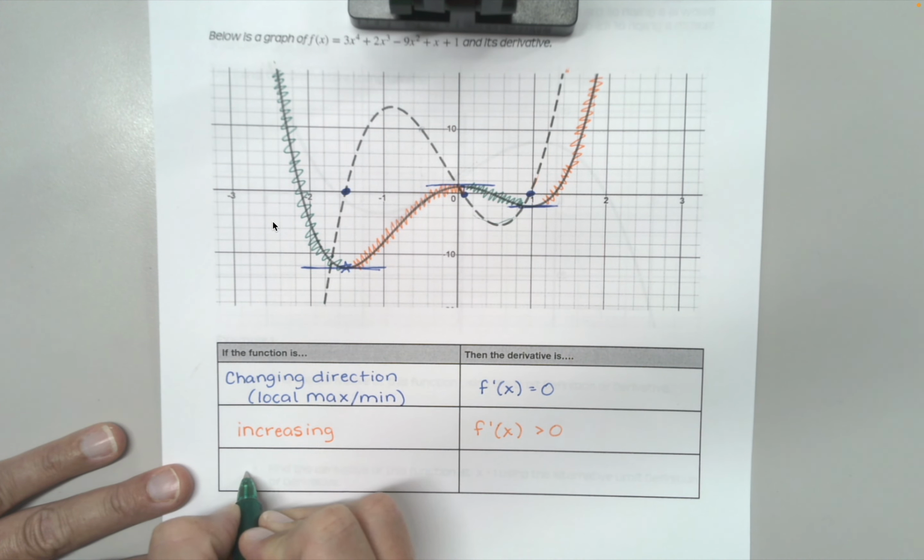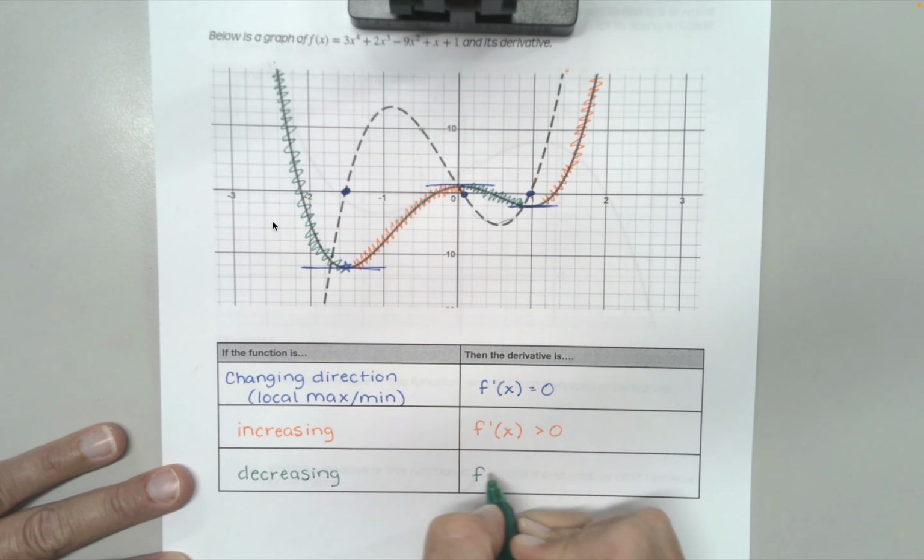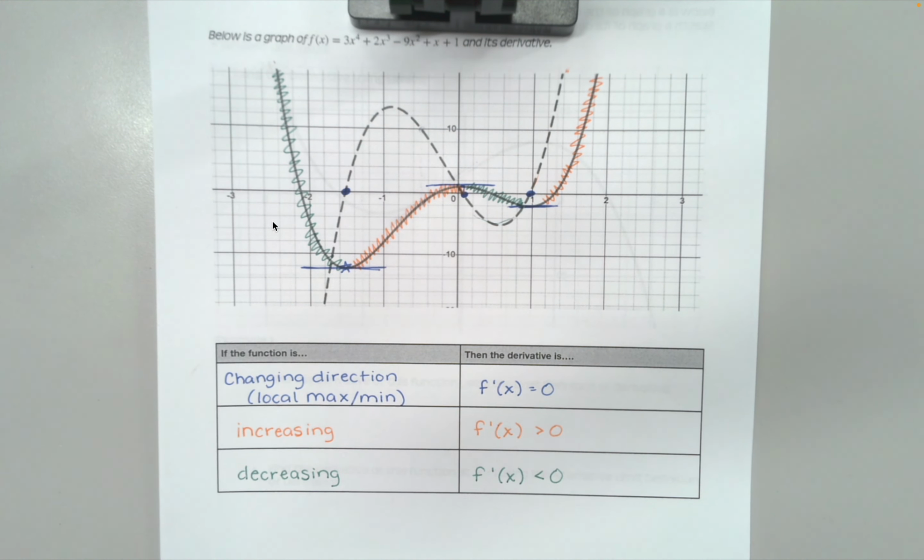So if your function is decreasing, then we're expecting our derivative to be negative. There's some more things that we're going to learn about derivative graphs as we go on. Right now, these are the things that would be helpful to recognize. And like I said, as we continue to work with derivatives, just understanding these relationships will be really helpful.